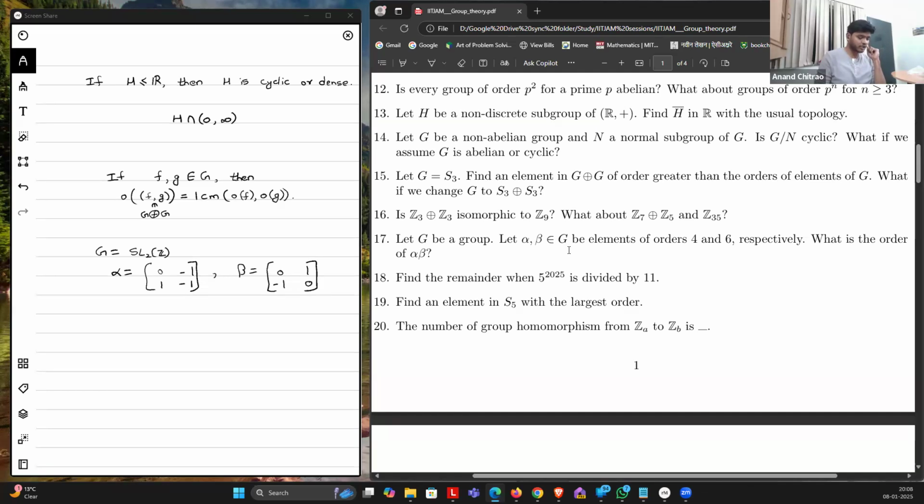Now, can you tell me what's the order of beta? It's 4, right? Because if you square beta, you get minus identity. You have to do this quickly. You can later check that alpha has the right order, but you can believe it. Maybe I messed up the order, but fine.